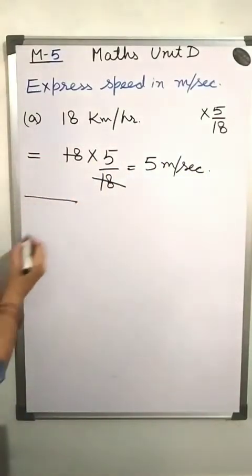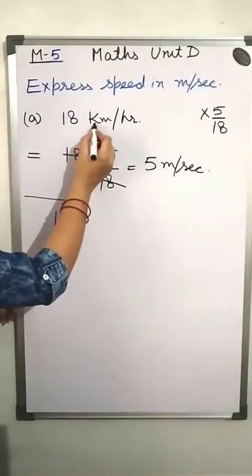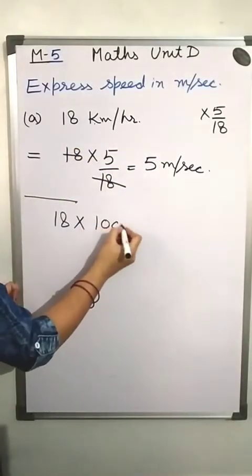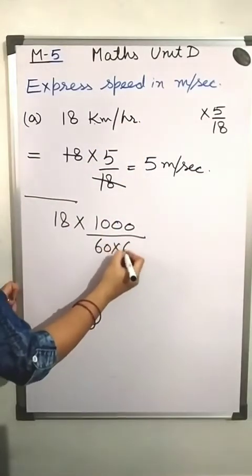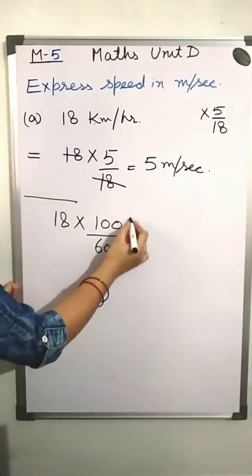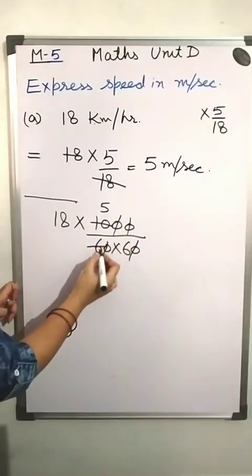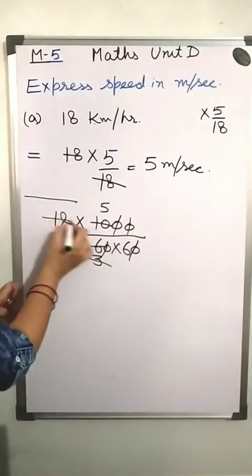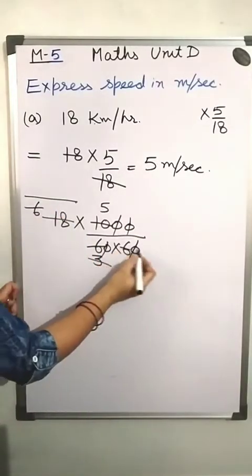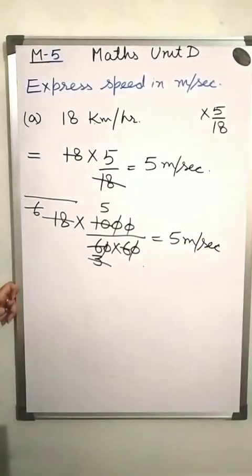Another method is the normal method: 1 kilometer is equal to 1000 meters and 1 hour is equal to 60 into 60 seconds. So we can divide this. Now you can cut this one and this one. Then after that you will get 5 meter per second. You can apply this method also.